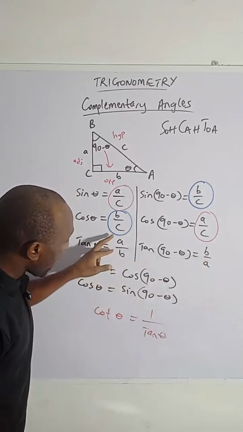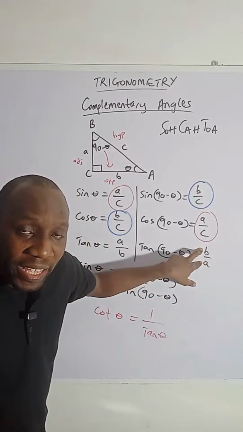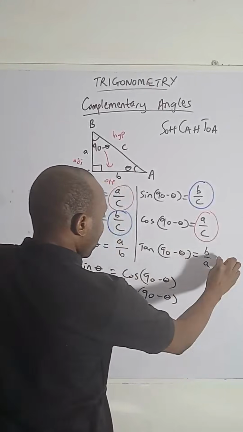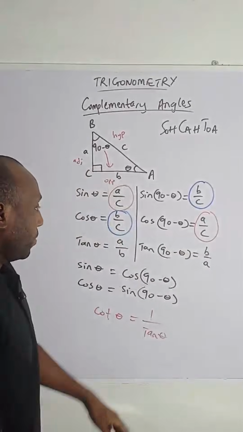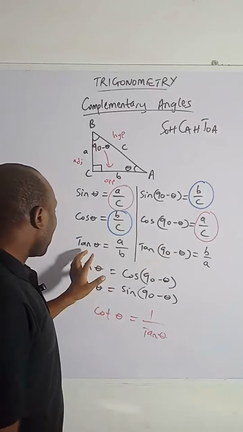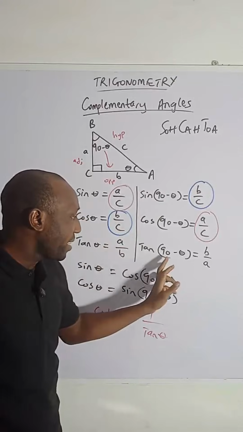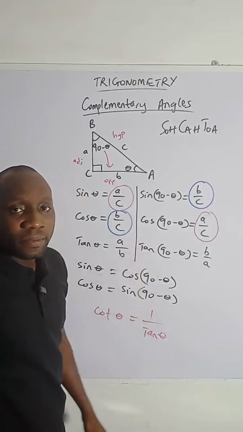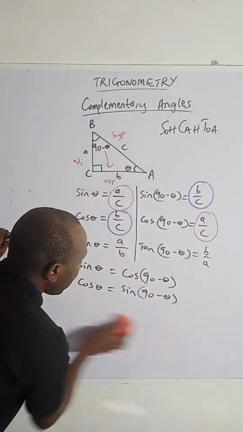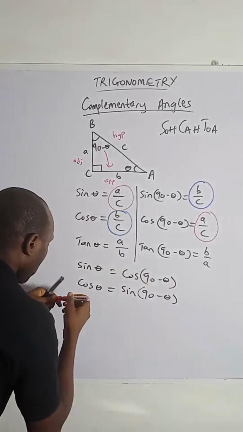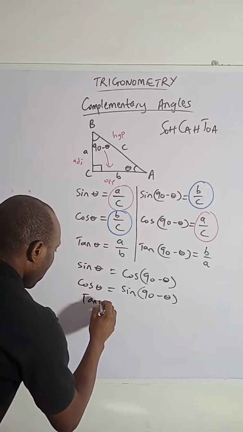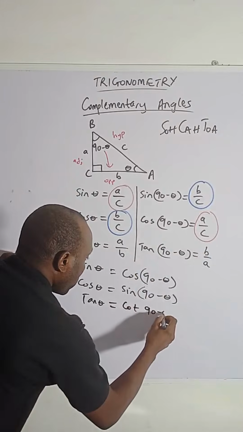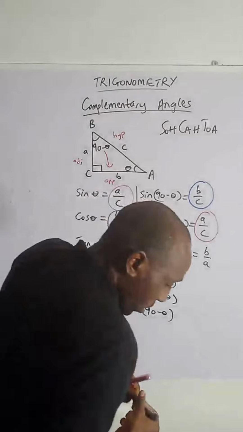Okay? And because this is A over B for tan theta, but what is this? B over A. All right? It means that this is equal to cot theta. It means that tan theta is equal to what? Cot of 90 minus theta, because B over A is the reciprocal of this. So I can just take this off and write like so. I'm going to say that tan theta is equal to, because this is the reciprocal of this, cot of 90 minus theta. Yes, cot of 90 minus theta.